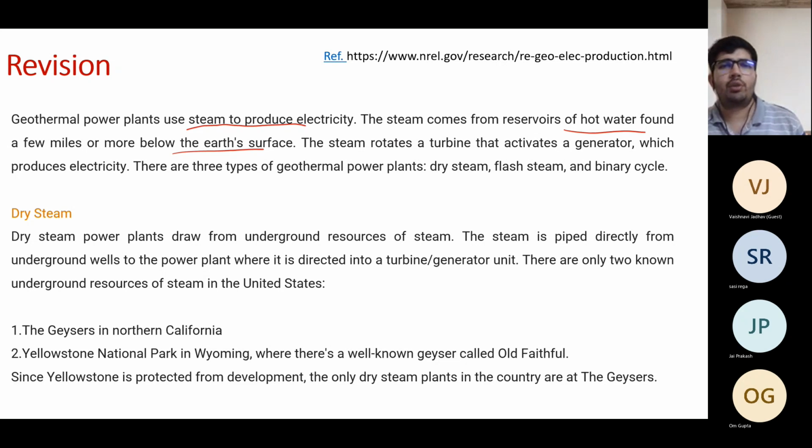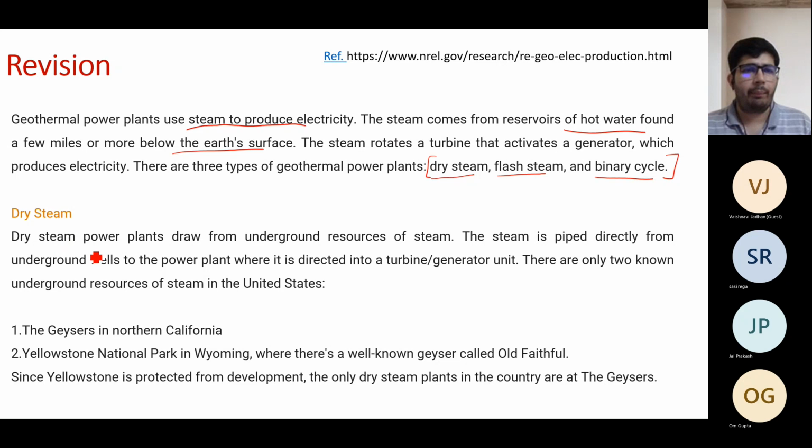So there are three types of geothermal power plants. Normally, three types of geothermal power plants are there. The first one is dry steam, second is flash steam, and third is binary cycle. Okay, so these are important actually. Dry steam, flash steam, and binary cycle. Now let's see what is the difference. So the first one is dry steam.